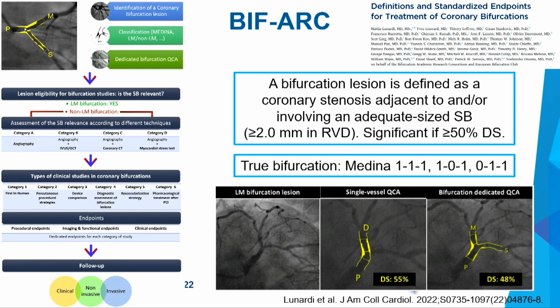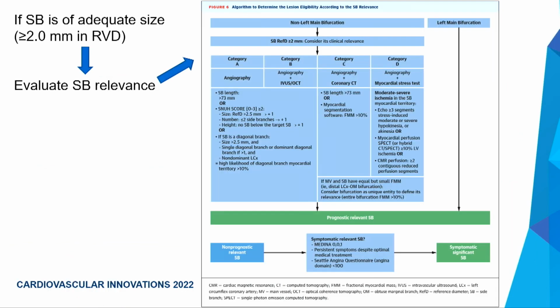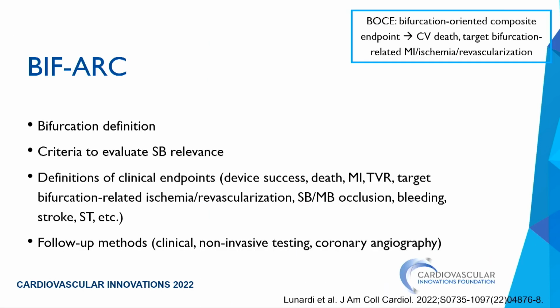Definition of true bifurcation, the document goes on underlining importance and unmet need in QCA for bifurcation lesions, and then we will see that more in detail, but basically how to evaluate the clinical and relevance of bifurcation lesion involving the side branch. So the side branch must be of adequate size, at least 2 millimeters in diameter, and then there is a set of criteria. It's very dense, and I invite you to read the document that basically can be based on angiography alone or angiography plus IVUS or OCT, coronary CTA, or myocardial stress test.